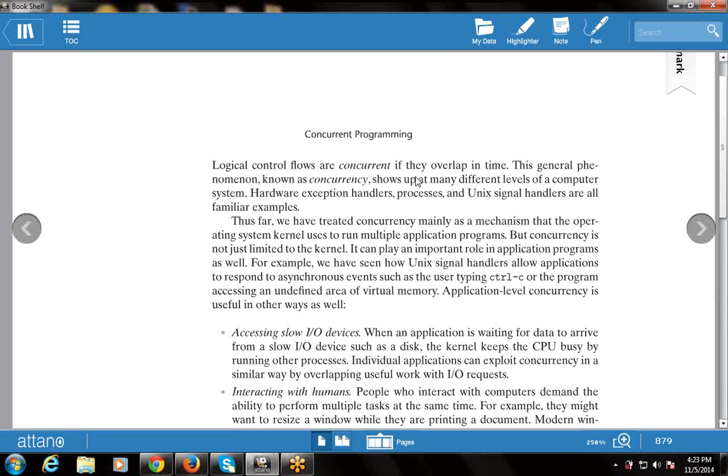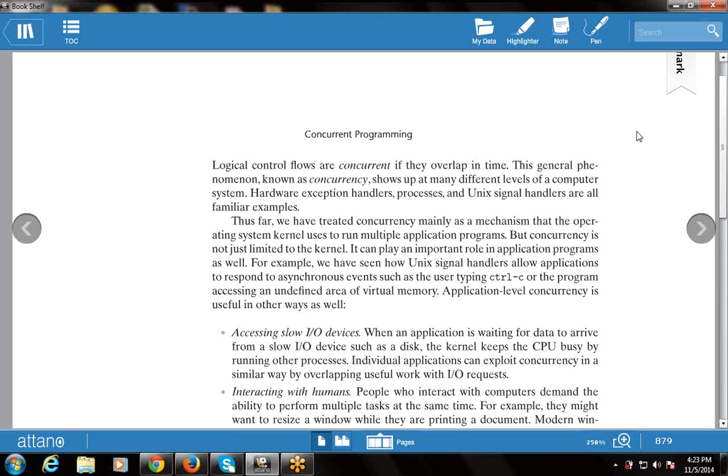The general phenomenon is known as concurrency. It shows up at many different levels of a computer system. Hardware exception handlers, processes, and UNIX signal handlers are all familiar examples. These are all concurrent processes. Why? Because their logical flows overlap in time, that is they are executing concurrently, more than one at the same time.